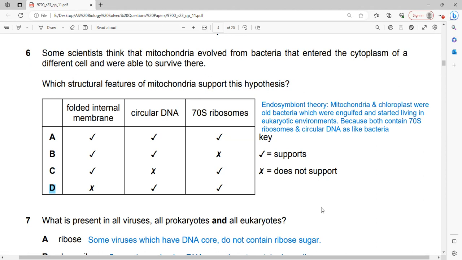So that's why the folded internal structure is not related with this hypothesis. So that's wrong. What about circular DNA and 70 Svedberg ribosome? These are related with this hypothesis. So these are two correct. So D is our correct option here.